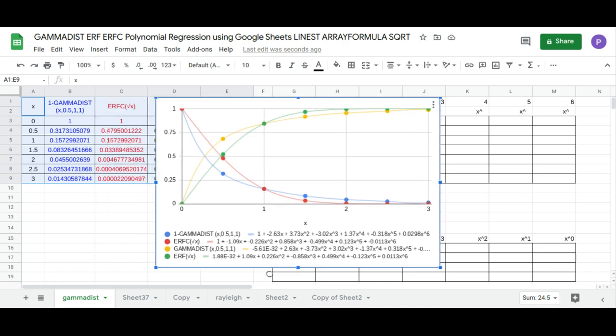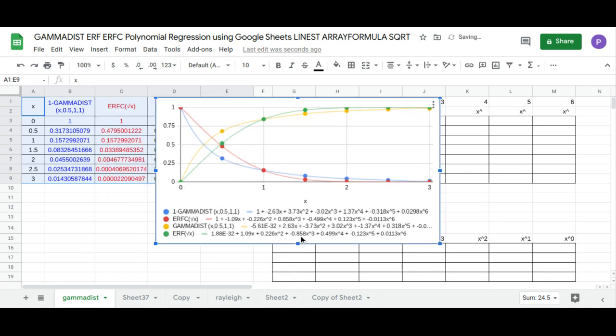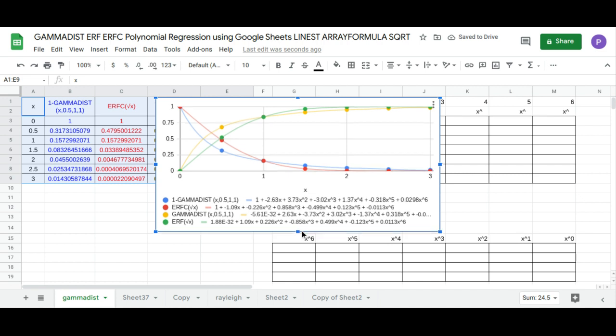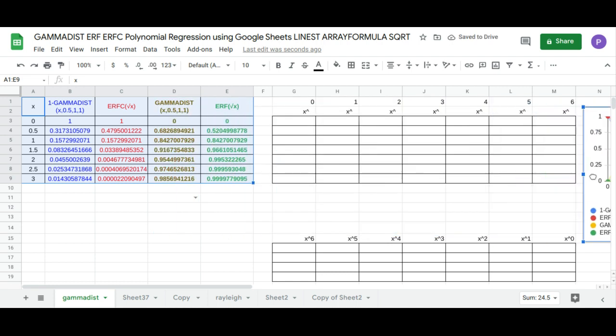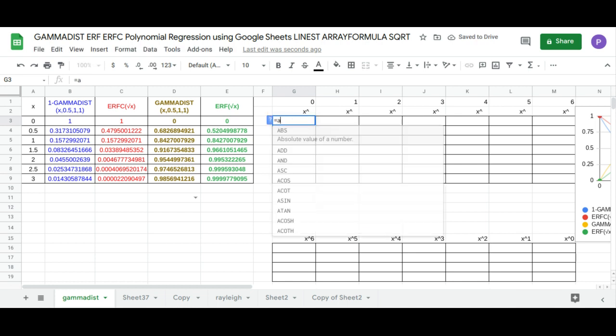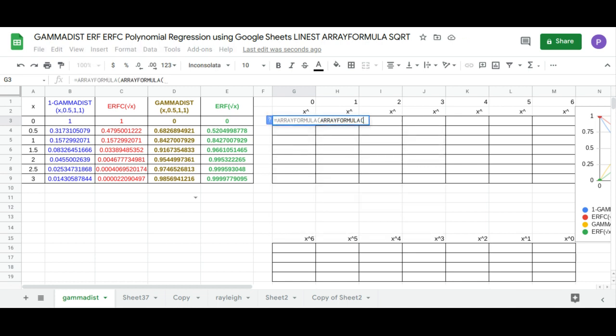We'll calculate this polynomial regression coefficient using LINEST. To do that, we complete the LINEST matrix. So starting with the LINEST matrix, this will be array formula of the x values raised to the power 0 to 6.